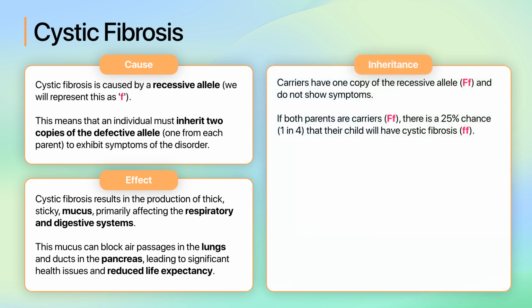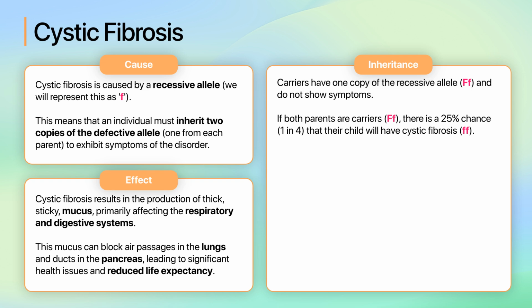Let's discuss how cystic fibrosis is inherited. Carriers have 1 copy of the recessive allele, denoted by capital F lowercase f, and do not show symptoms. If both parents are carriers, there is a 25% chance their child will have cystic fibrosis. This occurs when the child's genotype is lowercase f lowercase f.